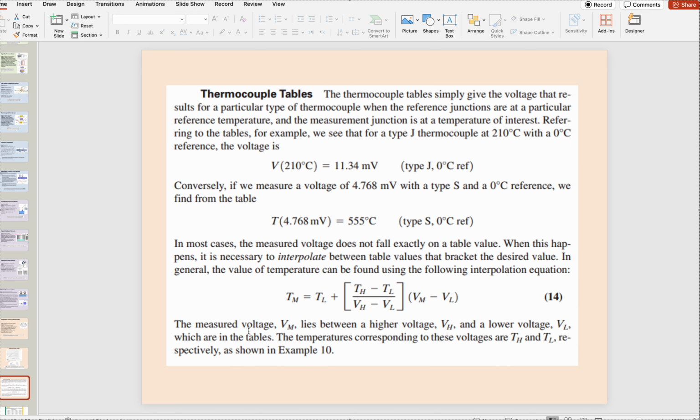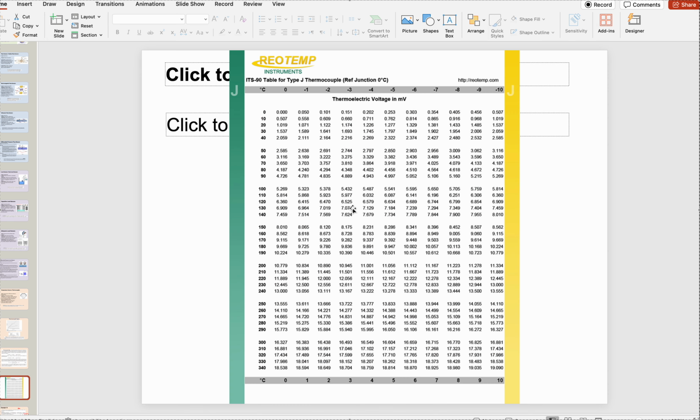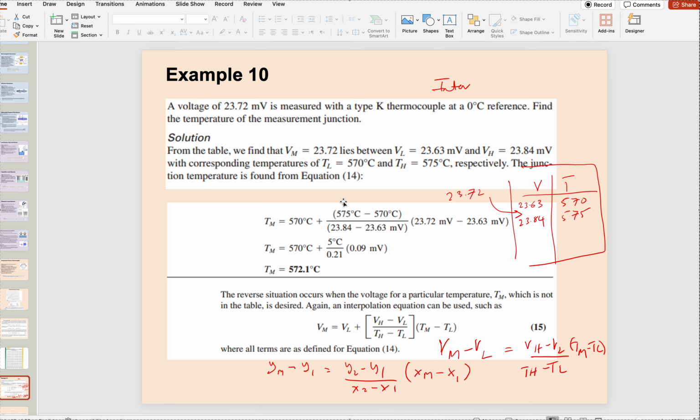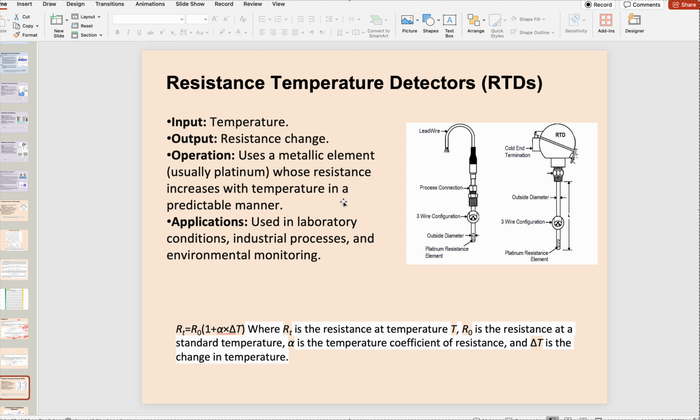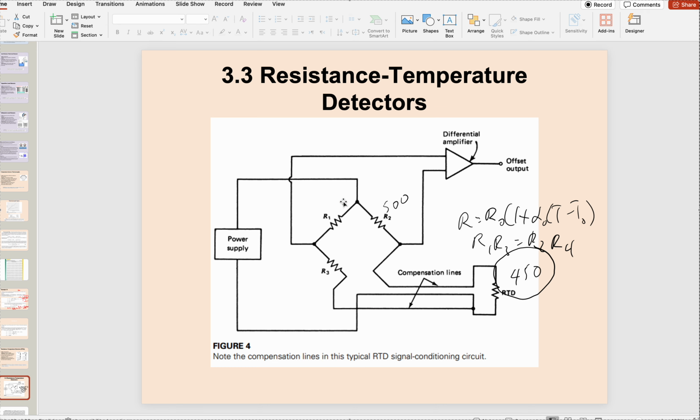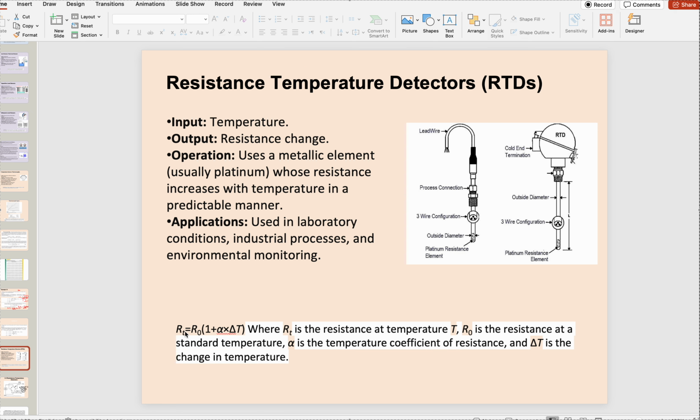Here we took the interpolation, where we calculate the temperature if you have the voltage. And this is an RTD, which has the equation R is equal to R naught times 1 plus alpha, the temperature coefficient, times delta T. So alpha is given to you, the delta T is given to you, and the initial resistance is given to you, so you're going to find the final resistance.